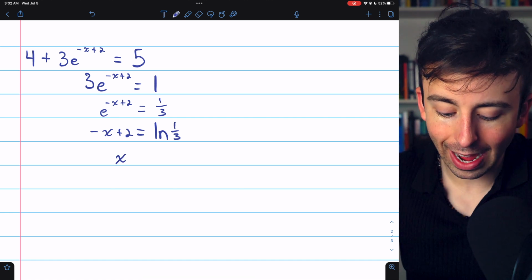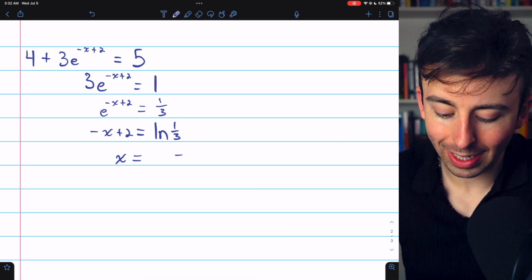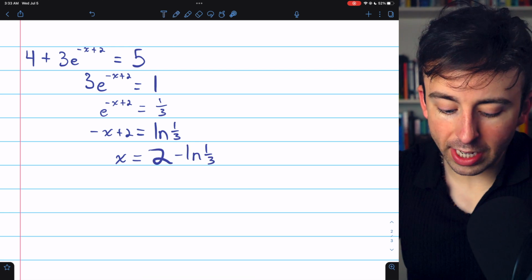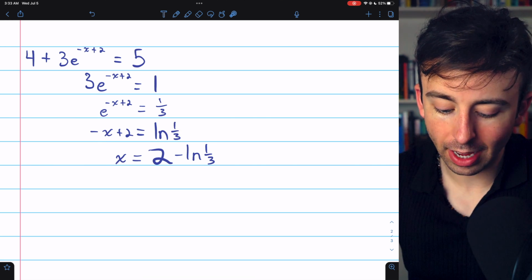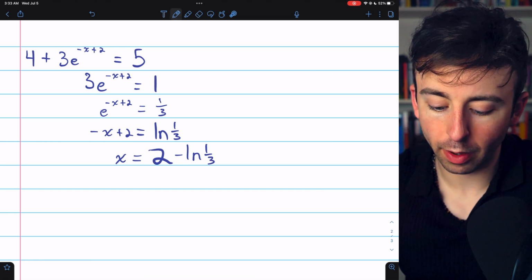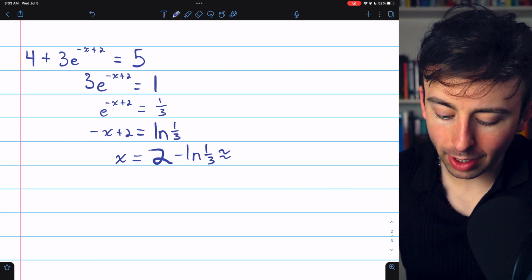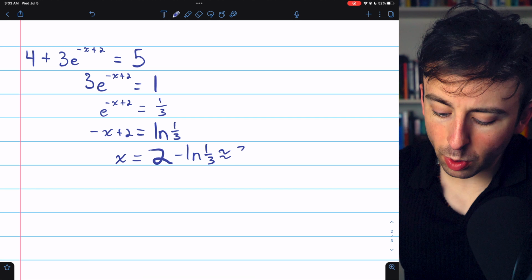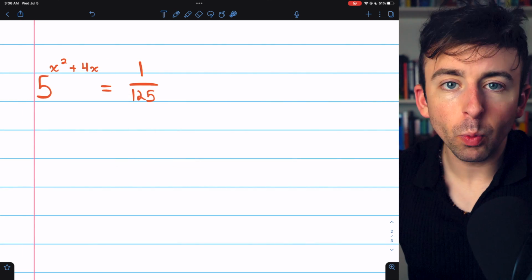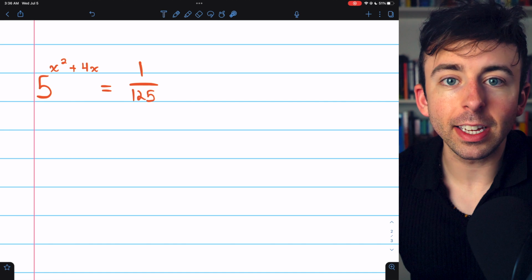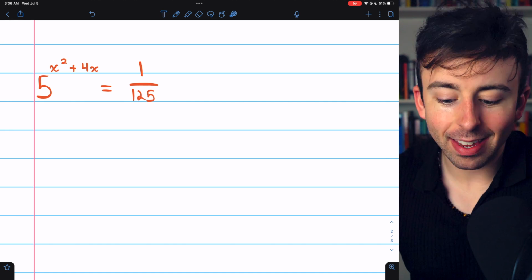That's going to leave x equals the natural log of 1/3, but it's negative, and of course that's with a plus 2. Again, all we did was add the x to both sides and subtract the natural log of 1/3 from both sides. So we're left with x equals 2 minus the natural log of 1/3. If we plug this into a calculator, it is approximately 3.099.